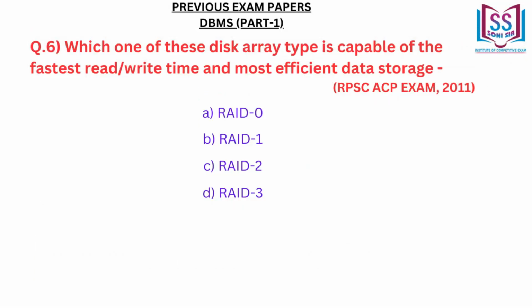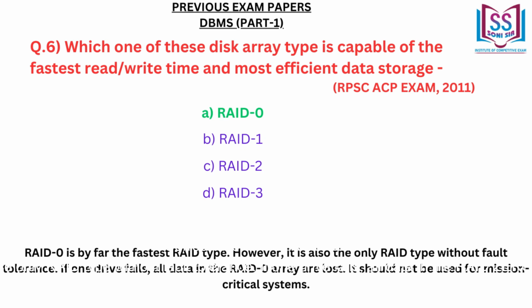Which one of these disk array types is capable of the fastest read-write time and most efficient data storage? A. RAID 0, B. RAID 1, C. RAID 2, D. RAID 3. Correct answer A. RAID 0. RAID 0 is by far the fastest RAID type. However, it is also the only RAID type without fault tolerance. If one drive fails, all data in the RAID 0 array are lost. It should not be used for mission-critical systems.